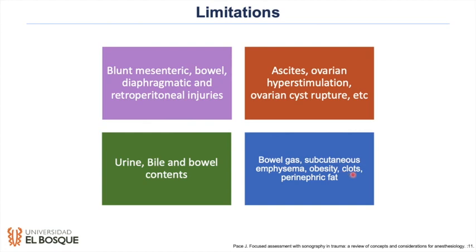Also, perinephric fat, which widens the hepatorenal and splenorenal interface, may be misinterpreted as free fluid or a subcapsular hematoma, also known as the double line sign. In these cases, you have to compare the two views of the kidneys.